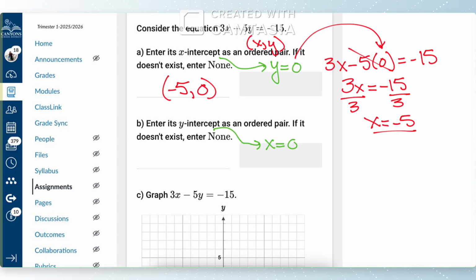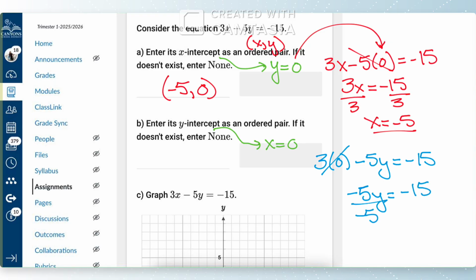Going down to my y-intercept, this time I'm plugging 0 into the x position. So 3 times 0 minus 5y has to be negative 15. My 0 cancels out, so negative 5y has to be equal to negative 15. If I divide by negative 5 on both sides, I get y is equal to positive 3. So writing that one as an ordered pair, my x was 0 and my y was 3.